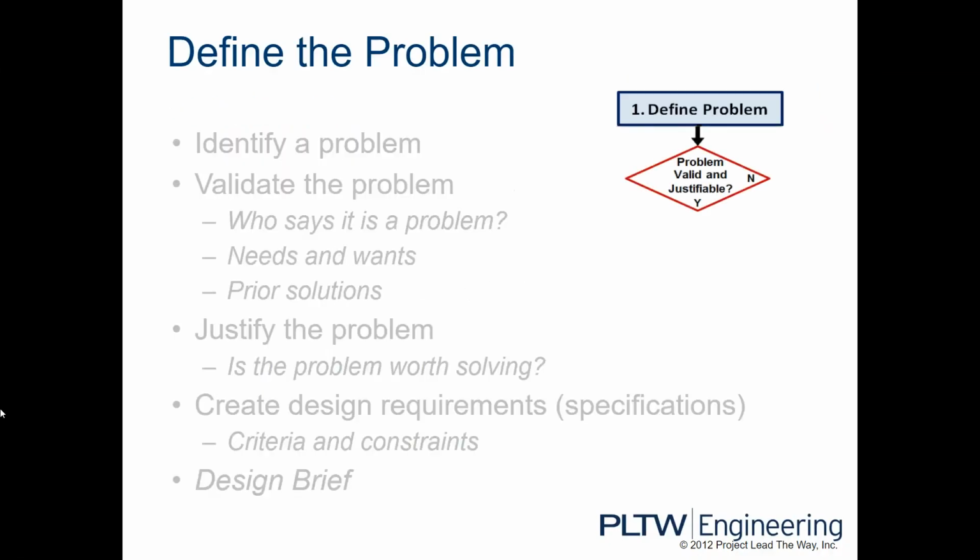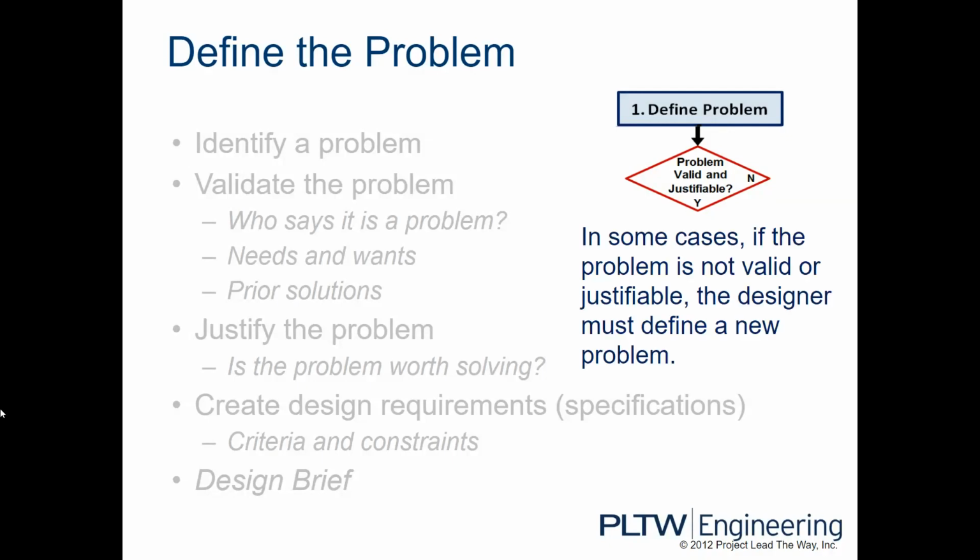When you get to the end of define the problem, you think you got everything working, there's like a little check valve, as I call it, before moving on to the next step. And it's just a question you have to ask yourself: is the problem valid and justifiable? If yes, great, you can move on to the next step. If no, then you might need to go back and tweak some things or just pick a different idea to work on for now until you figure things out. In some cases, if the problem is not valid, you must redefine and move on.